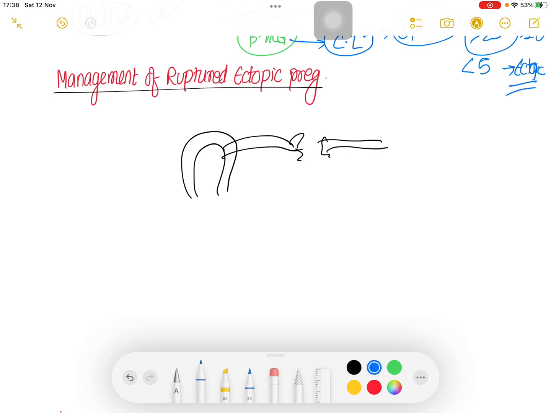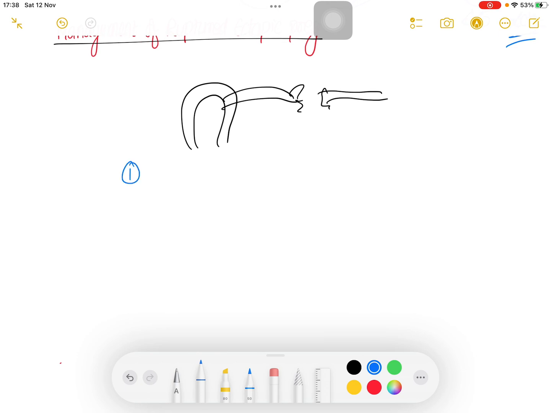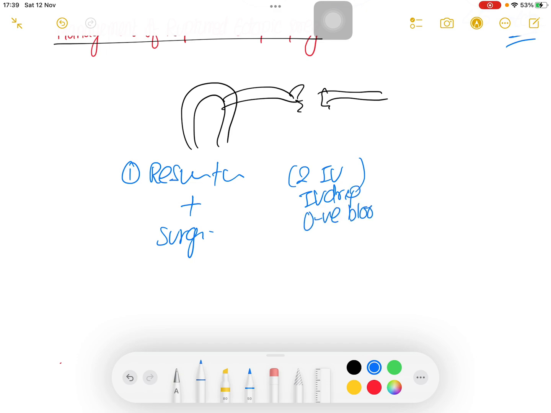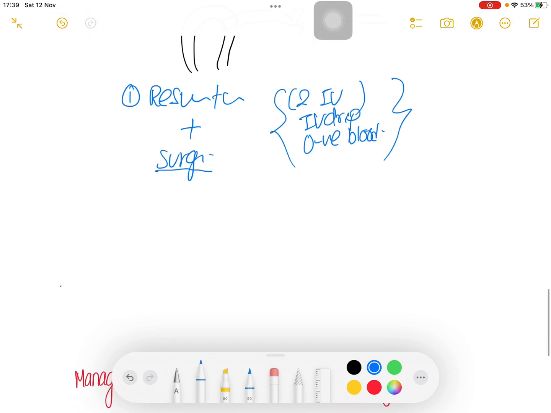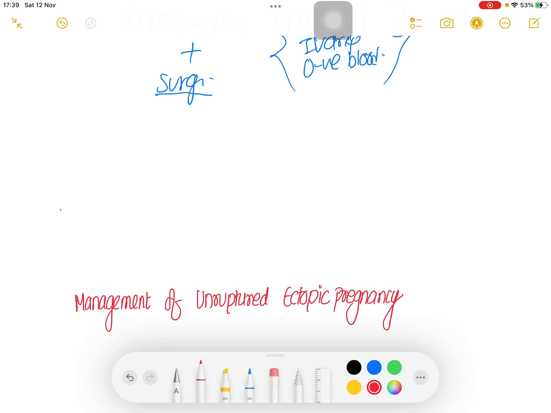So first we have to do the resuscitation of the patient, and along with it the surgery must be done, not first resuscitation and then surgery, but resuscitation and surgery together. Two bore intravenous lines are opened and the IV drip will be sent, and O negative blood group can be given, and after some time we can do the ABO typing and give the blood.